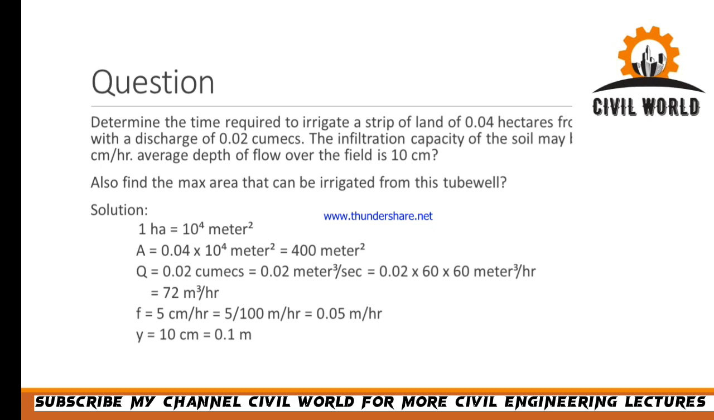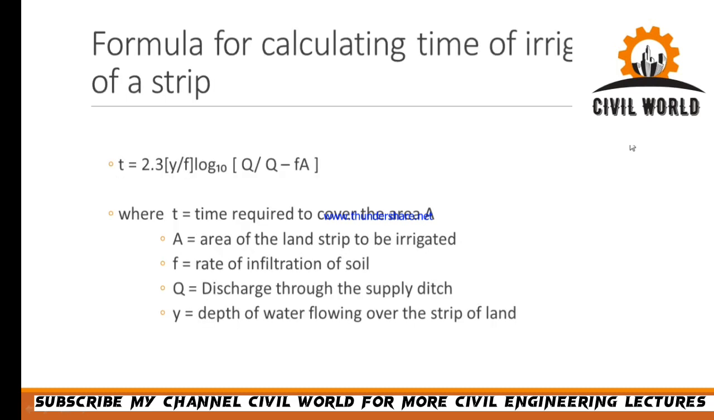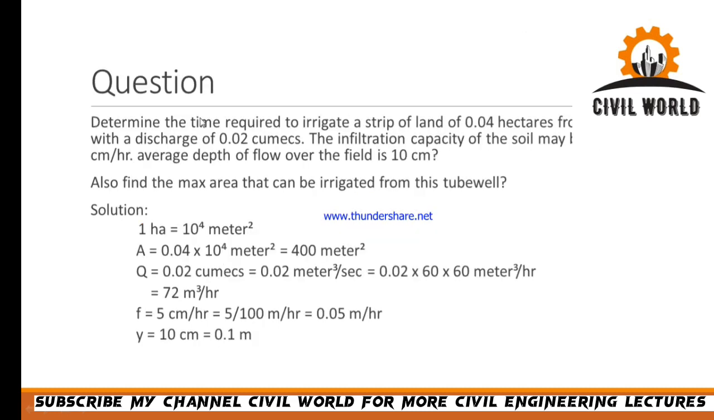Determine the time required to irrigate a strip of land. It is a 0.04 hectare strip, that is the area of the land, irrigated by a tubewell. 0.02 cumecs is the discharge. Infiltration rate is 5 centimeter per hour. Average depth of flow over the field is 10 centimeters. Also find the maximum area that could be irrigated by this much water.